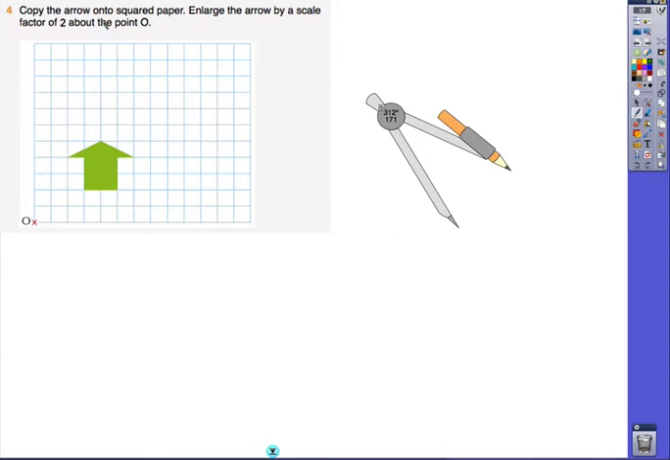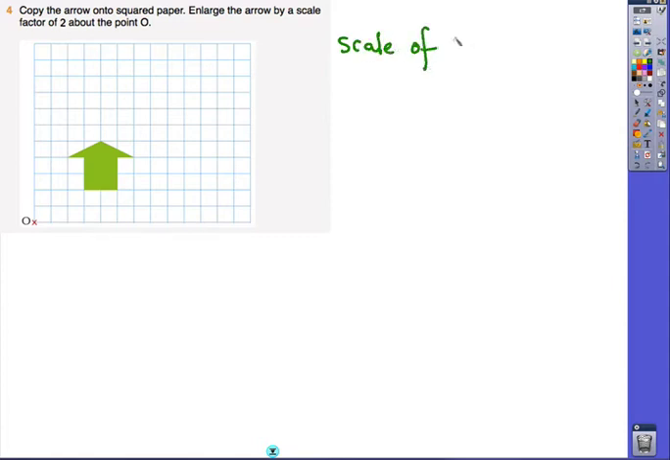Question 4. Copy the arrow onto square paper, enlarge the arrow by scale factor of 2 from the point O. So here's the center of enlargement that we need to work with. There's many methods you can do on this. One method I like is writing down everything and then working across with a scale factor of 2. So remember, scale factor of 2 means 2 times bigger. So everything you're going to do is make it 2 times bigger.